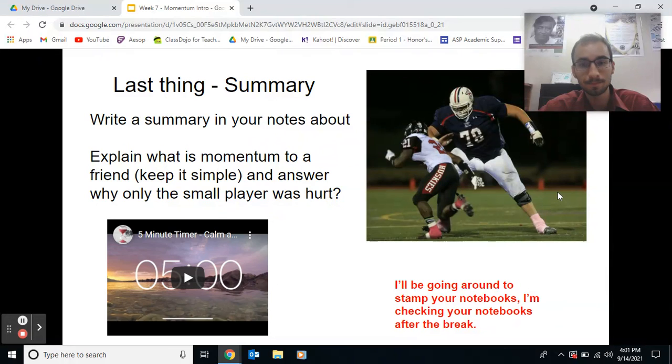Okay? So last thing, please write a summary in your notes to explain what is momentum to a friend and answer why only the small player was hurt in this collision.